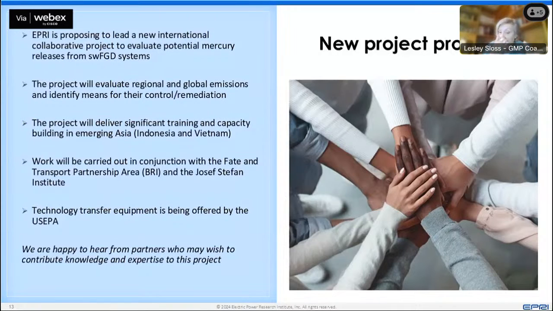Now, rather than going in and just measuring and going away again, the ultimate aim of this project is to deliver training and capacity building.